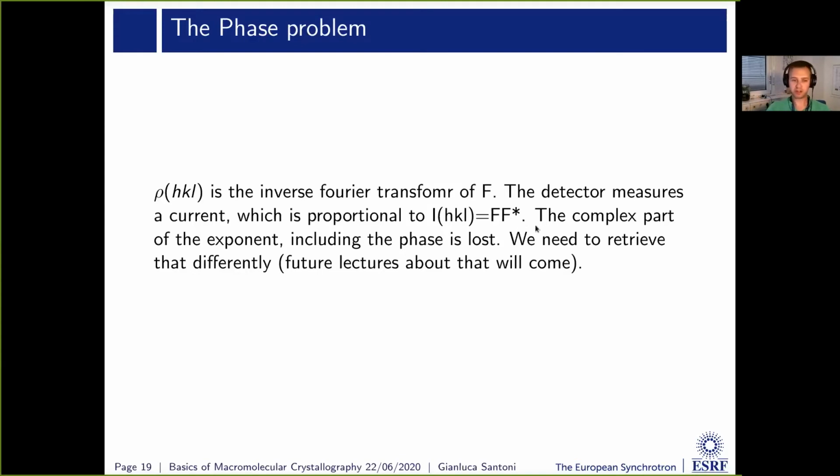We will need to retrieve this somehow, but there will probably be more than one lecture about how we can solve this problem, but this is where the problem arises. So by measuring the intensity of the wave, we are really interested in the amplitude of the wave, and there's no way to measure the amplitude experimentally. So we can only go with intensities and then try to guess later what the phase was.